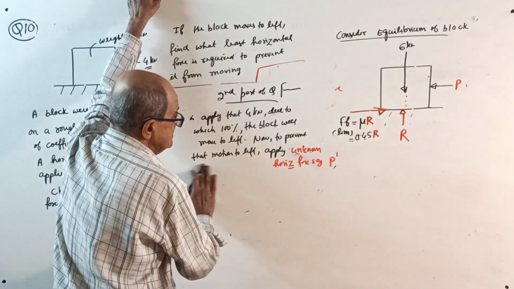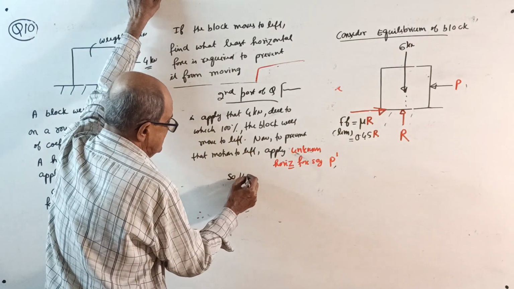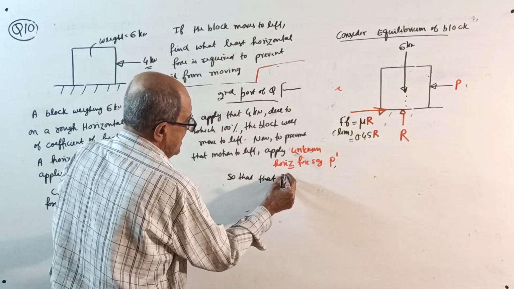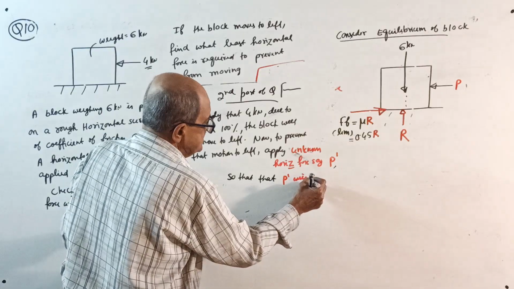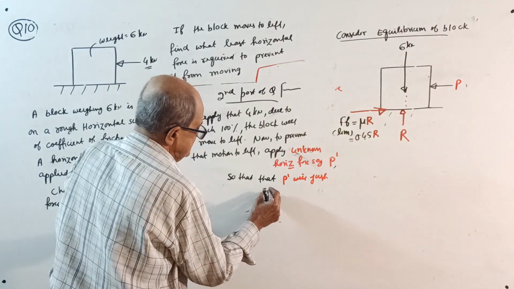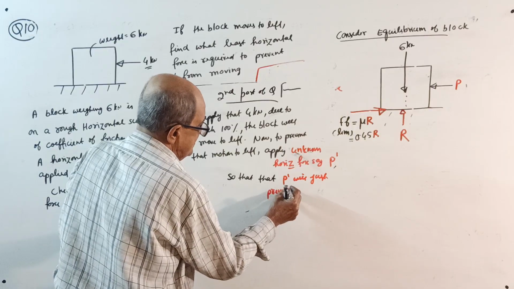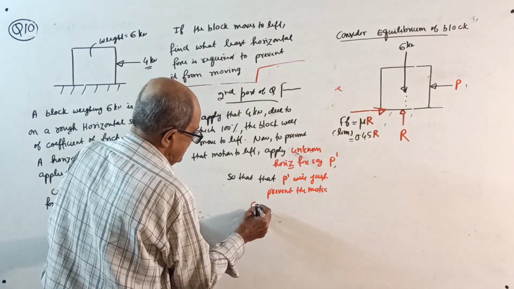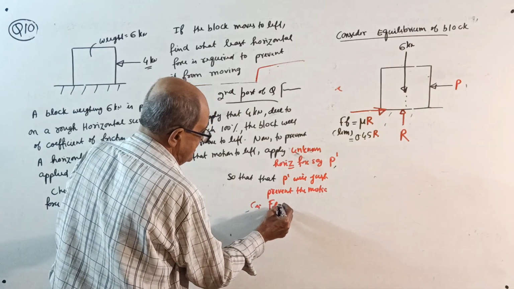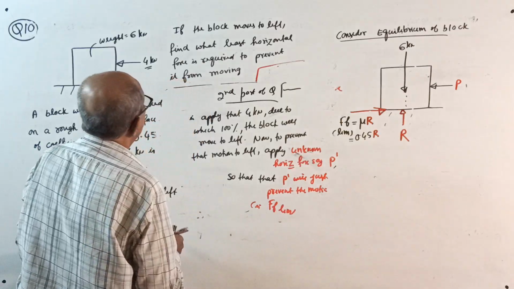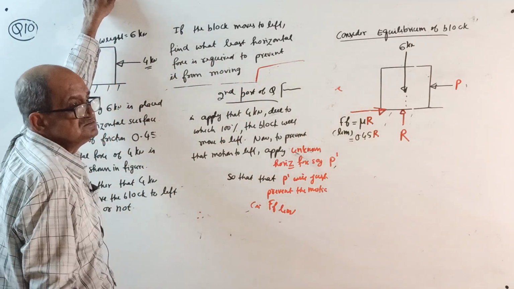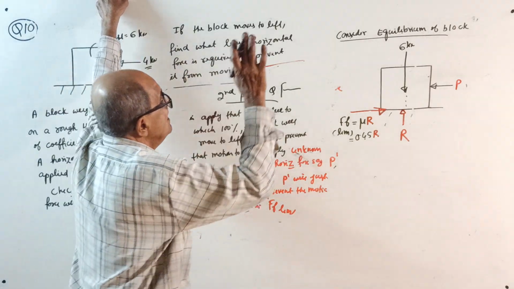And so that P dash will be just enough to prevent the motion. That is, once again, F limit once again. See, why just to prevent? Because the least force is required. Right, once again right here.